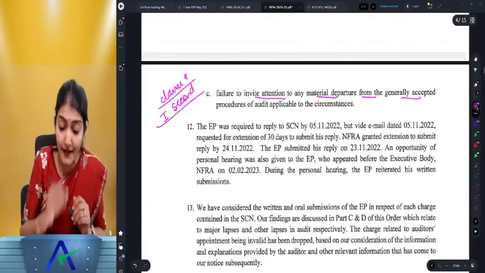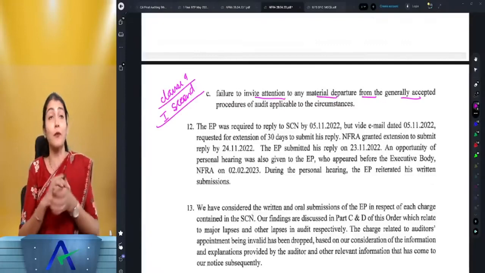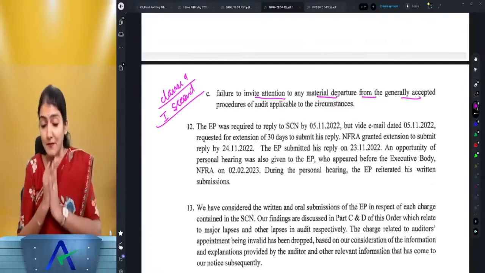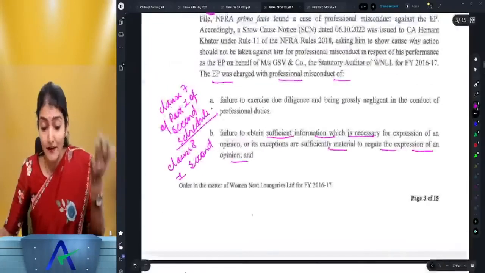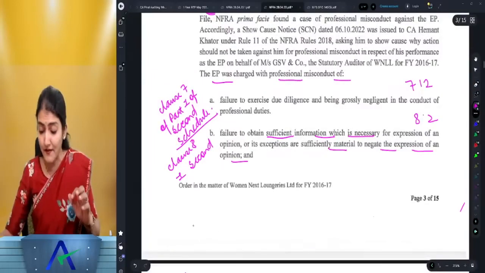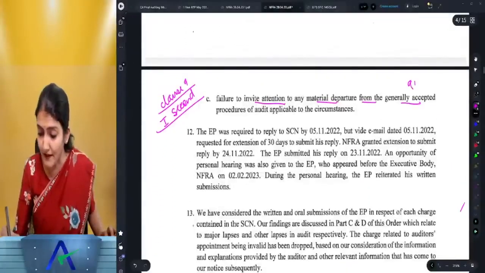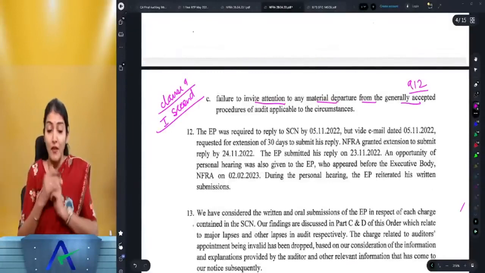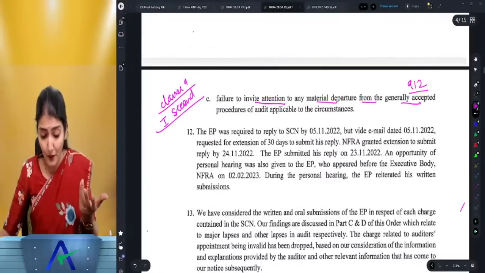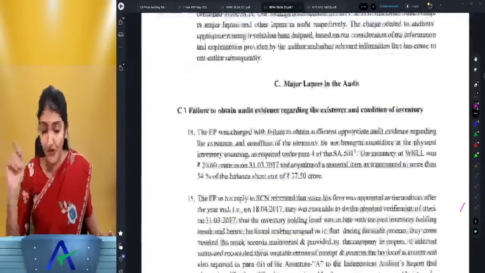Fails to invite attention to any material departure from the generally accepted audit procedures applicable to these circumstances. Right, so the engagement partner is guilty of professional misconduct under 7, 12 and 8, 12, and also guilty of professional misconduct under 9, 12. Then the engagement partner was required to reply. Then we have considered the written and oral submissions of the engagement partner.